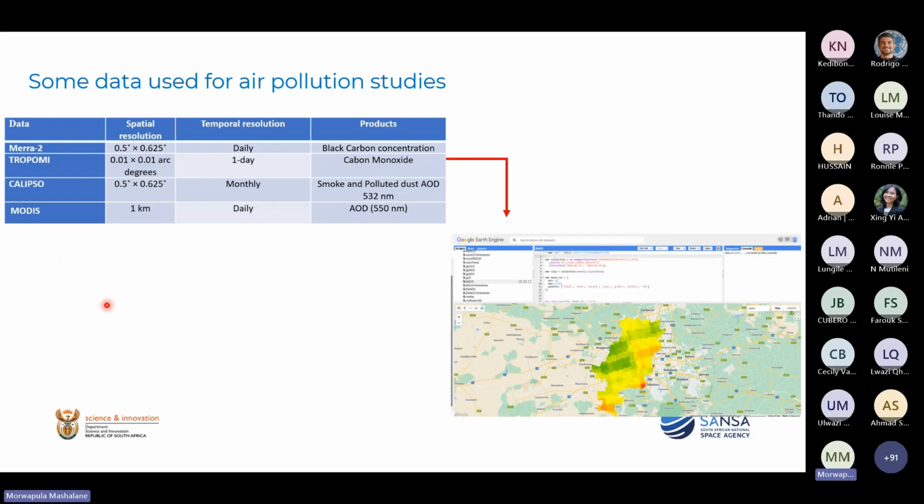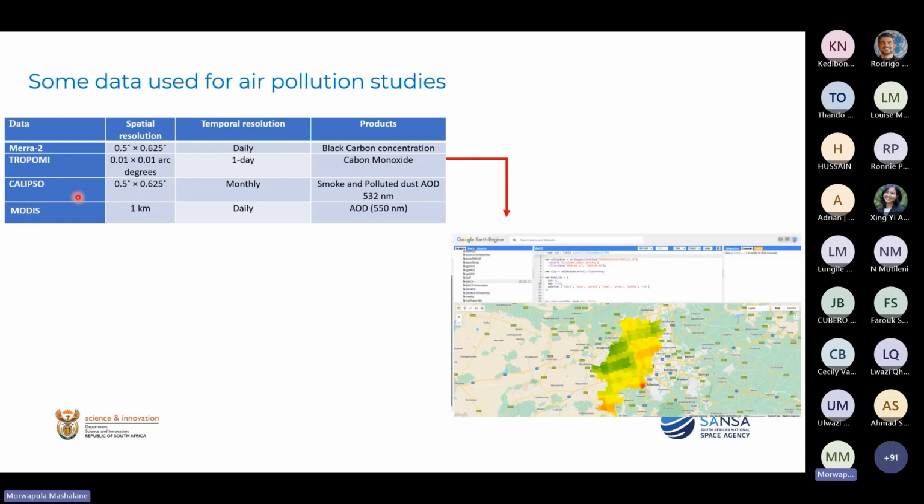There are various data sets that we use for air pollution studies. I've just listed a few; there are many satellite and reanalysis data sets being used. MERRA-2 is a reanalysis data set. The beauty of the MERRA-2 data is that it starts in 1980 and runs till present. So if you want historic data and want to do modeling, trends, and training of models, this is a good data set to use for predictive studies.